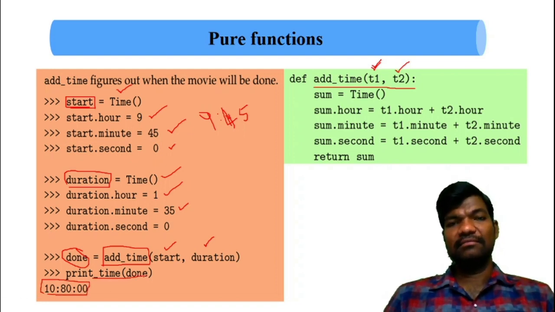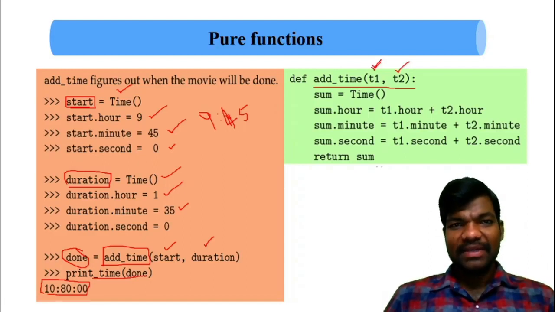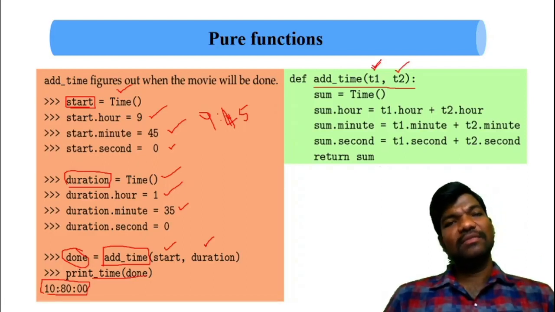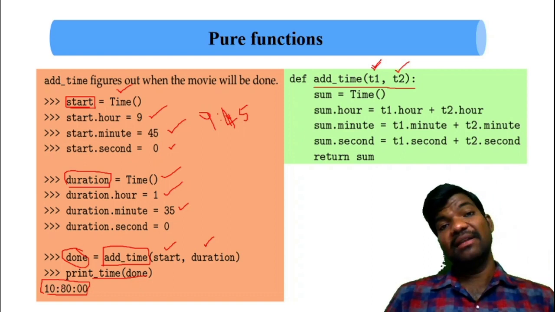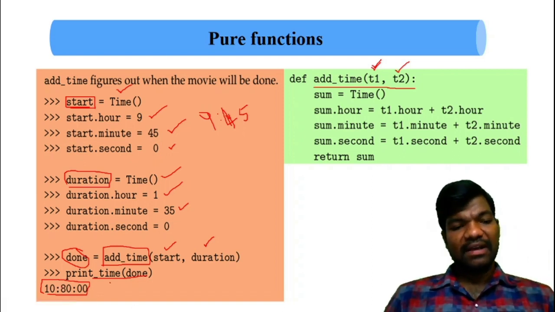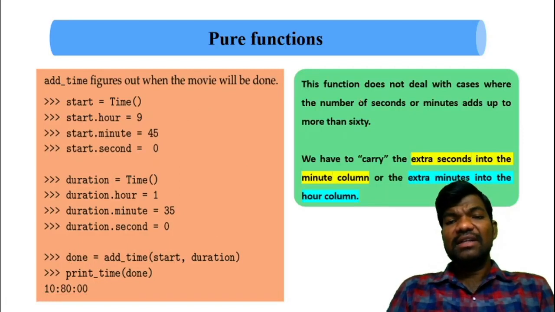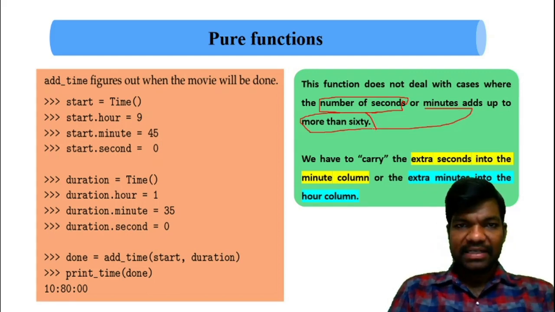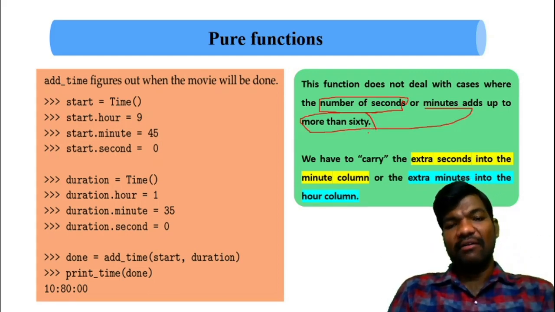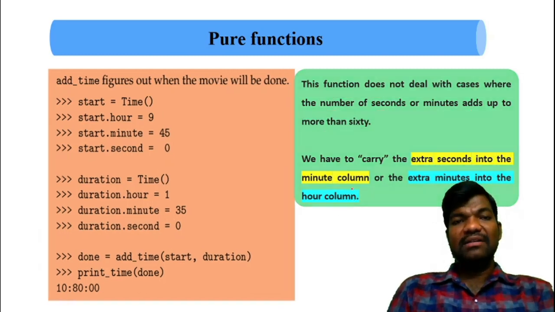Print of done. But observe the time, is 10 hours 80 minutes possible? Not possible, right? 60 minutes is possible. After that it is not possible. It will update the hour, right? So this is completely wrong. This function does not deal with the case where the number of seconds or minutes add up to more than 60. More than 60 seconds means you will add a minute. More than 60 minutes means you will add an hour. So extra seconds go into the minute column, extra minutes into the hour column, right?